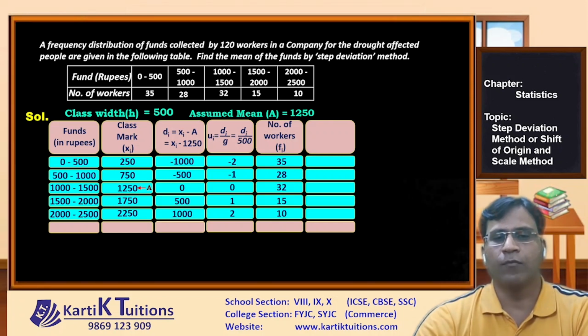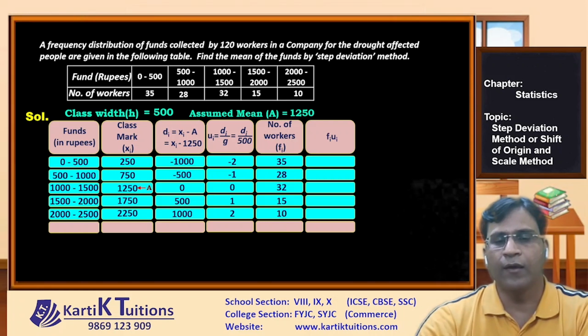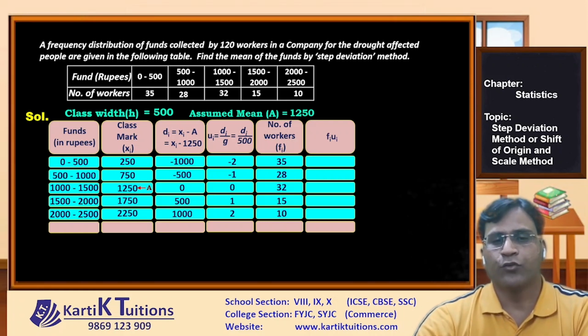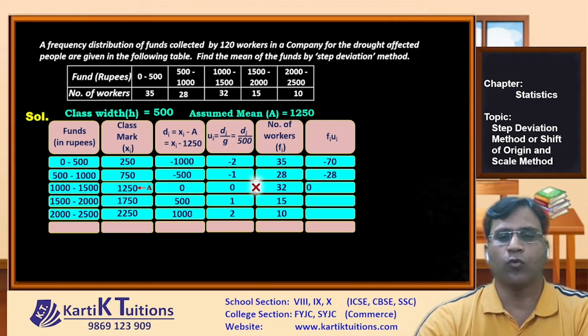Now the last column is fi ui. Means we have to multiply ui with its respective fi. So minus 2 into 35 becomes minus 70. Minus 1 into 28 becomes minus 28. 0 into 32 becomes 0. 1 into 15 becomes 15, and 2 into 10 becomes 20.